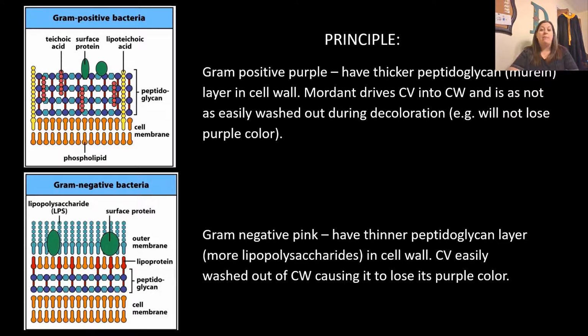On the other hand, gram-negative bacteria will appear pink. They have a thinner layer of peptidoglycan, so the mordant does not push that crystal violet in. The crystal violet gets washed away during the decolorization, and so we lose that purple out of the cell wall, and then the counterstain, the safranin, is what is held on by that cell wall, so they appear pink. So gram-positive will appear purple, gram-negative will appear a pinkish red.